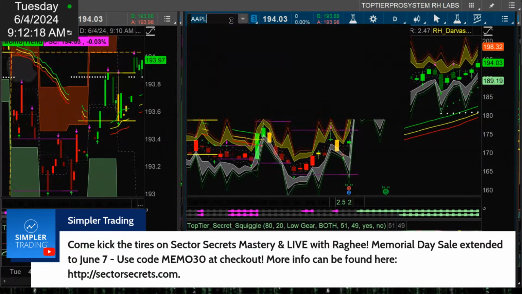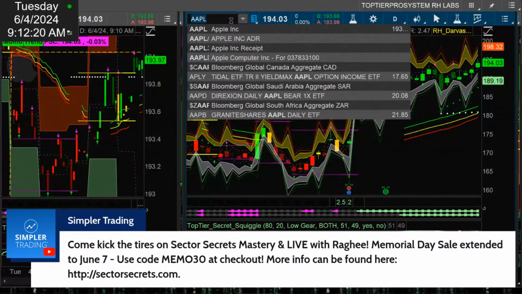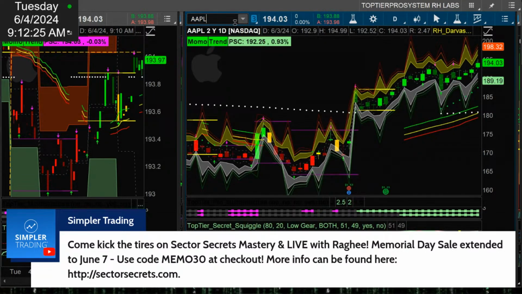And Qualcomm is as well. We have a position open in RTX as well. So those are some of the positions that we've got in the Mastery that we're managing to the long side as we go into Tuesday's trading session.